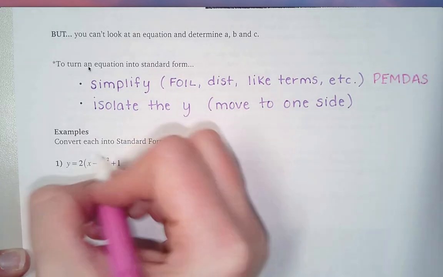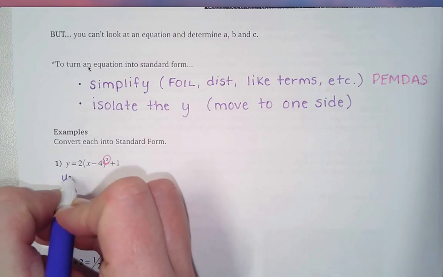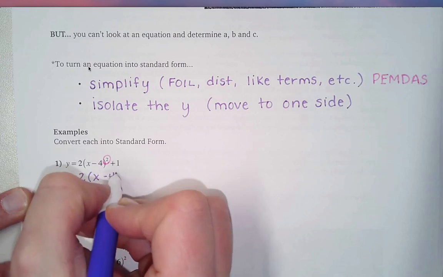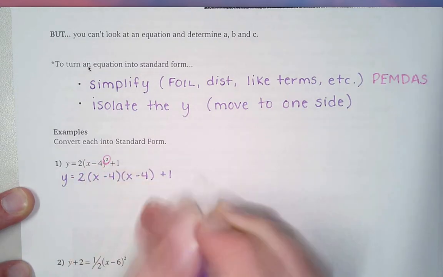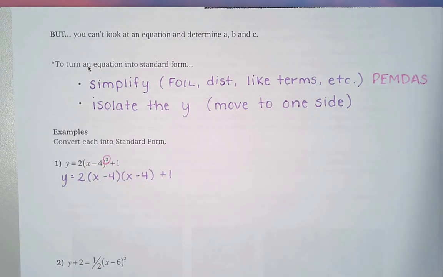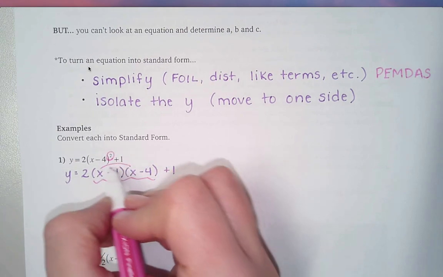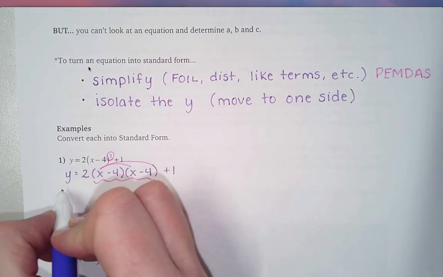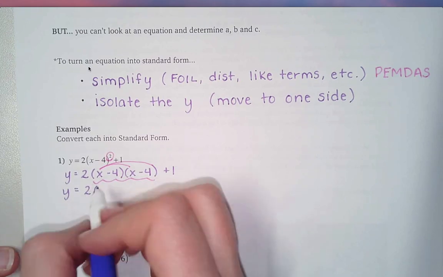So the very first thing I'm going to worry about is the fact that I've got this square hanging out up here. And so I'm going to go y equals 2, and then I'm going to do 2 copies of that x minus 4. Now I'm going to FOIL. So I'm going to take these 2 and multiply them together. So I'm going x times x, times 4, and so on. And I'm putting that in parentheses because I still have the 2.